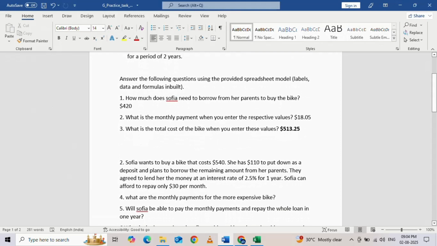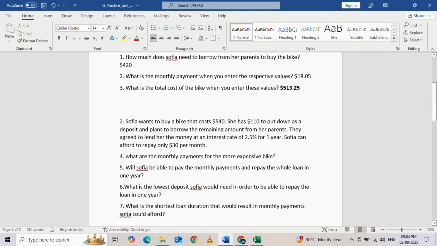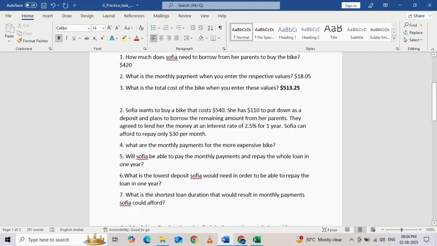Now, here comes another question. It is a bit difficult question. These are the bit difficult questions to solve. First, let us move to the scenario. Here, Sophia wants to buy a bike that costs 540.